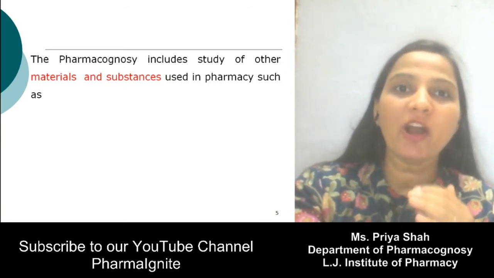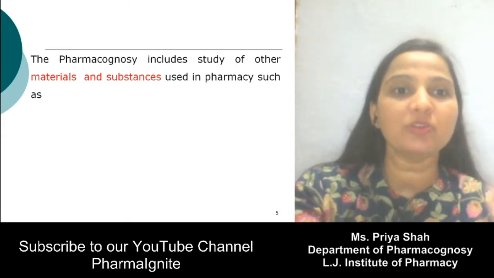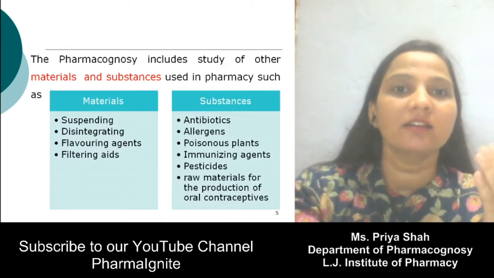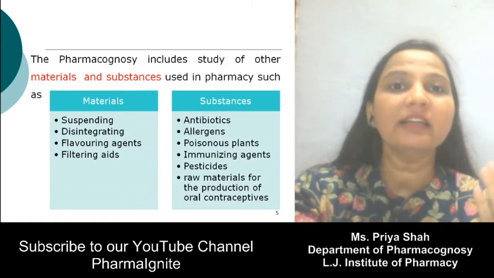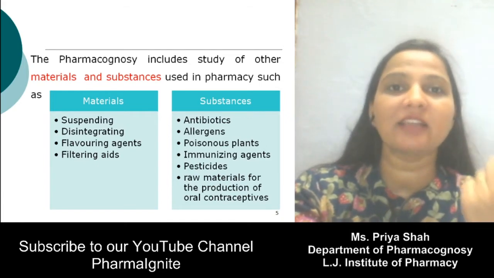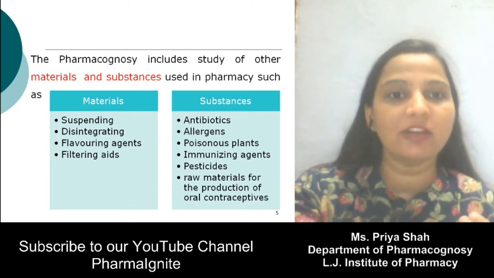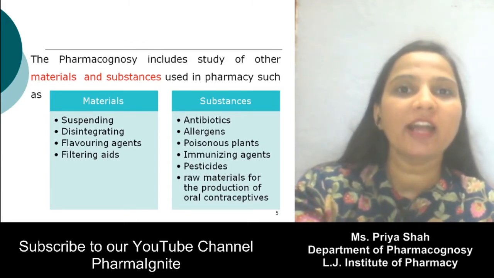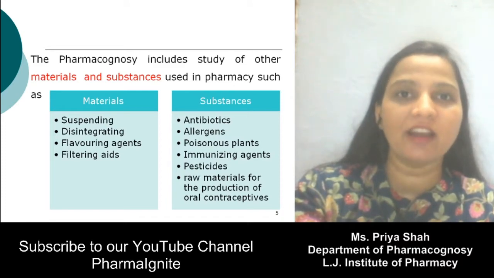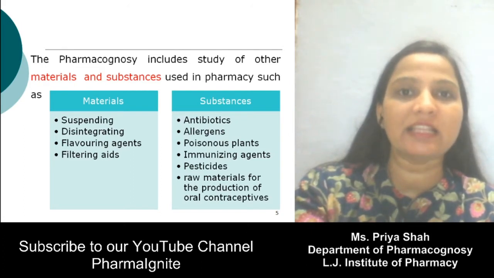Now, pharmacognosy includes the study of the materials and substances which are used in pharmacy, such as suspending agents, disintegrating agents, flavoring agents and filtering agents. The best examples of suspending agents are acacia and tragacanth. Disintegrating agents include microcrystalline cellulose. Flavoring agents are all volatile oil containing drugs like fennel and coriander. Filtering aid is kieselguhr, which is obtained from a mineral source.